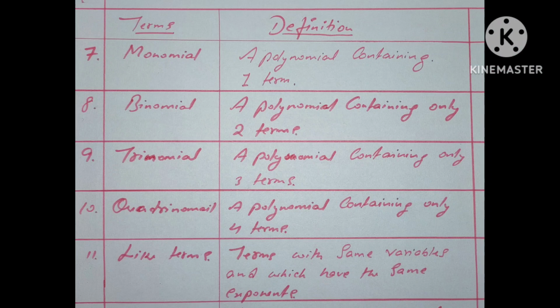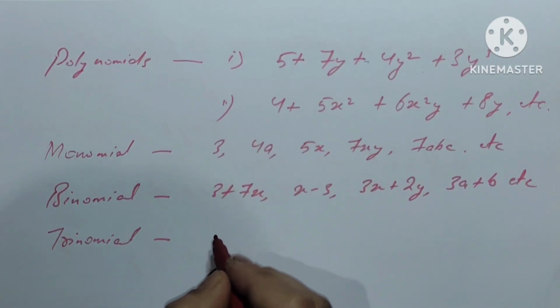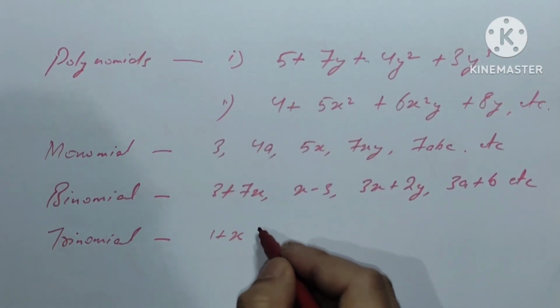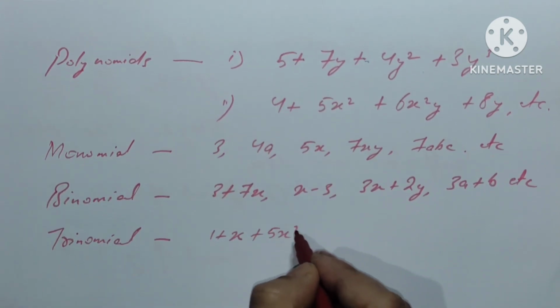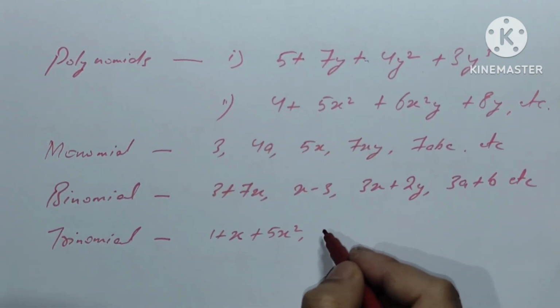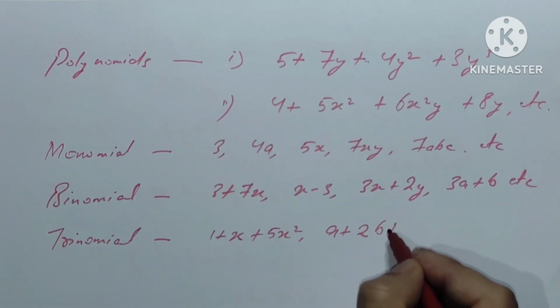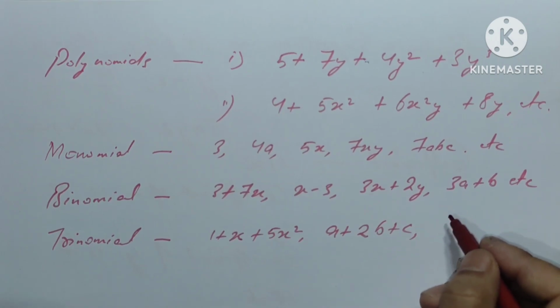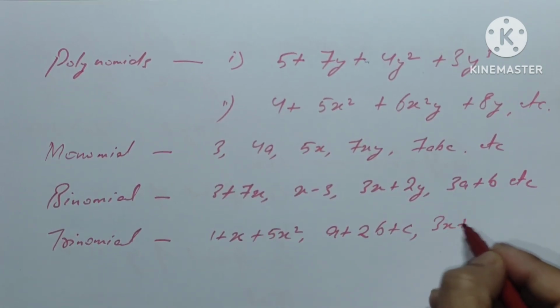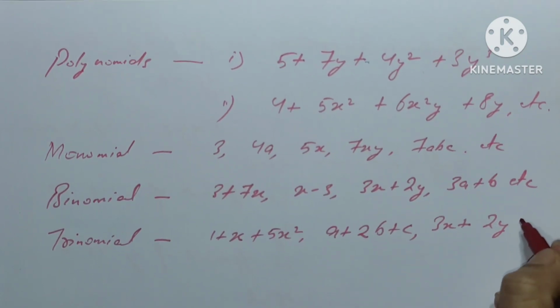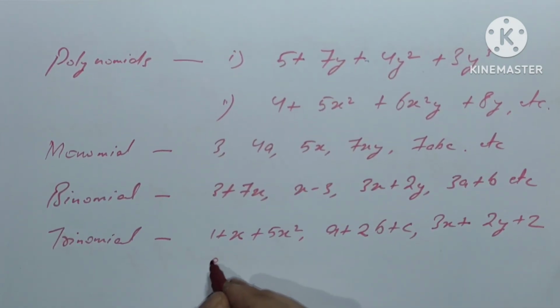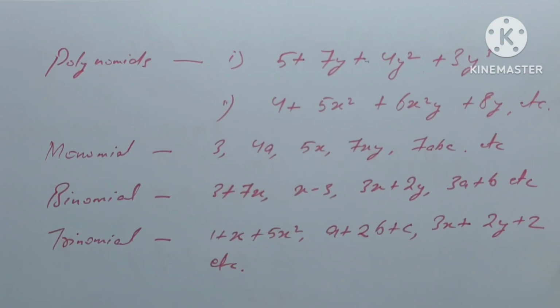Now let's go for our next term, that is trinomial. It is a polynomial containing only three terms. Examples like 1 plus x plus 5x square, where 1 is one term, x is another term, and 5x square is the third term. Total we have three terms. Likewise, a plus 2b plus c. Here we also have three terms. And another example is 3x plus 2y plus 2, etc.